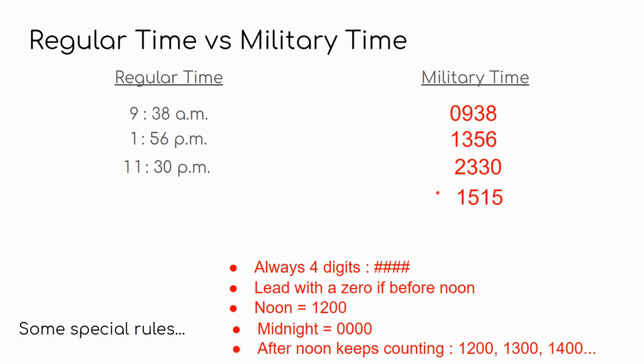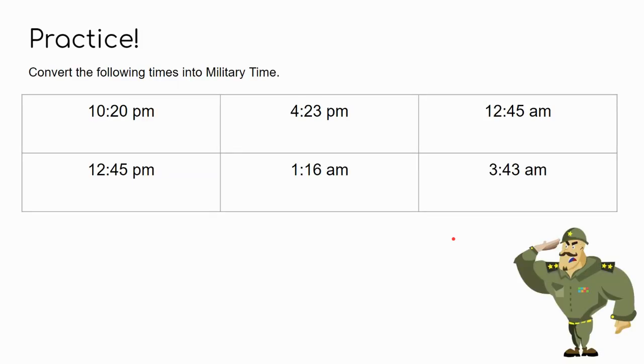15 is how many hours past 12? 3 hours. That must be 3:15. How about 0330? Look at this. If it's a 0 out front, then it must be early morning. That's 3:30 a.m. You got military time?